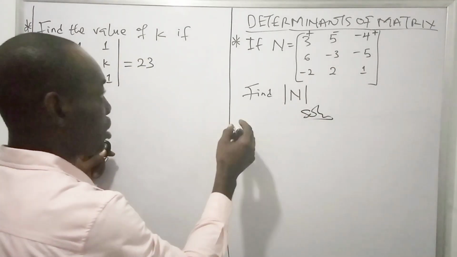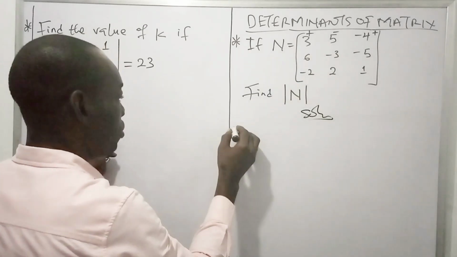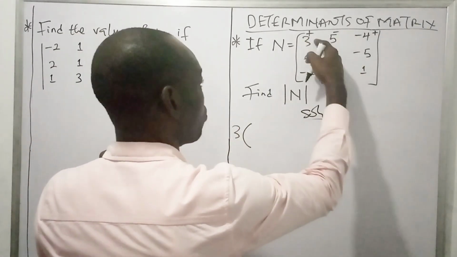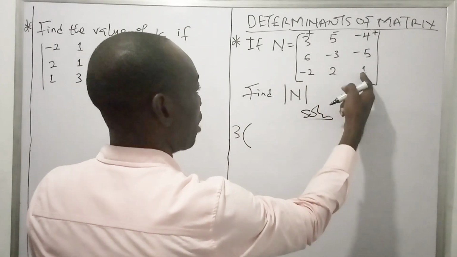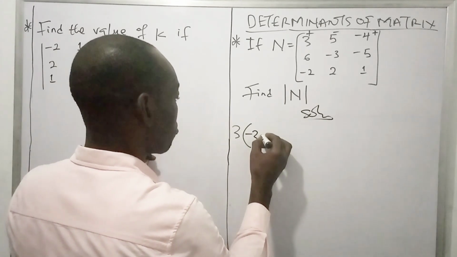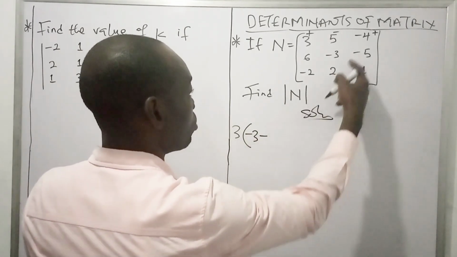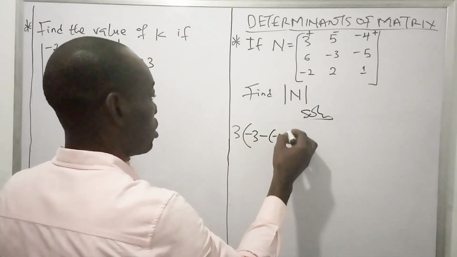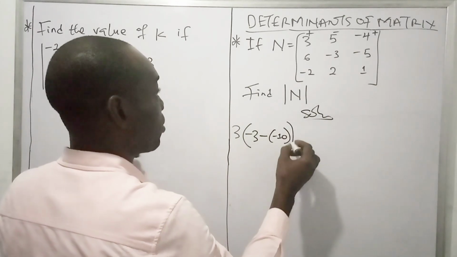So let's go into that now. Yes, positive 3. So that'll be 3 into, close here and close here. Since we're working with this, we're going to have minus 3 times 1. That will give us minus 3. Then we now have negative 2 times minus 5, that's minus 10. Okay, that's for the first one.